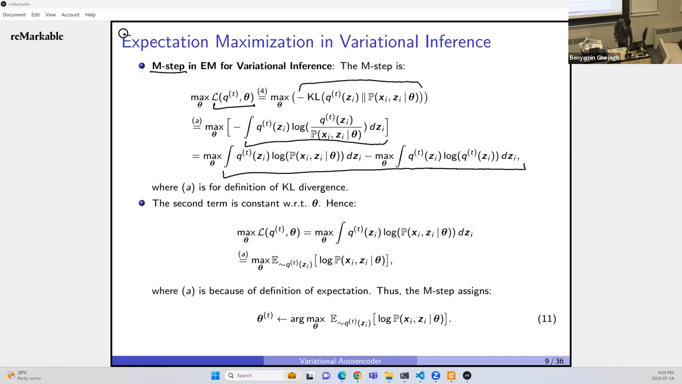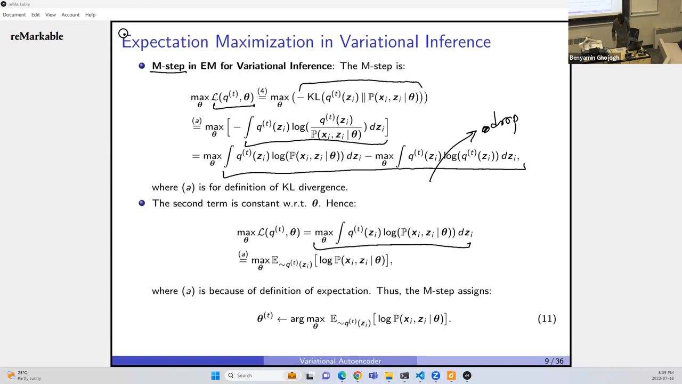Now, the second term is a constant with respect to theta, right? Therefore, I can drop it. Why am I allowed to drop it? Because the argument of the optimization is important to me, not the optimum cost function. If the optimum cost function were important to me, I couldn't drop it. The second term is a constant, but the argument here is important to me, the theta. Therefore, I can drop it. So I will have only maximization of the first term.